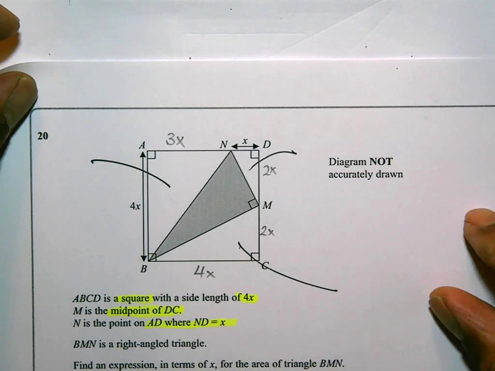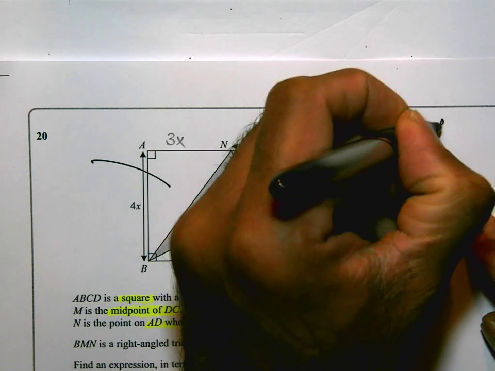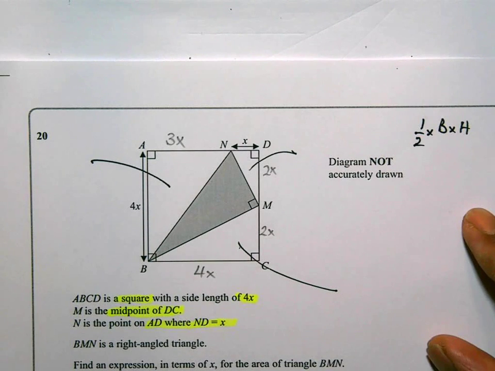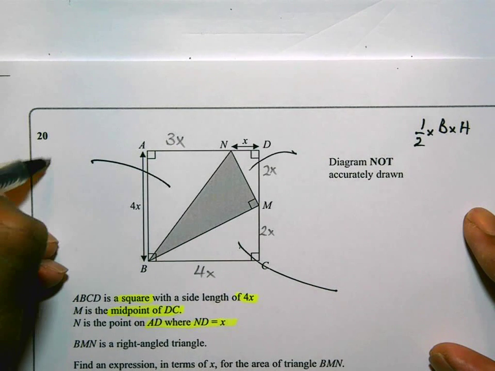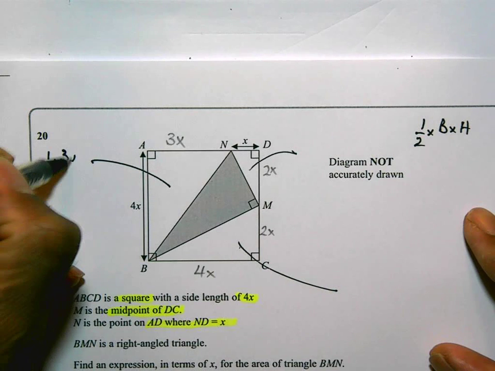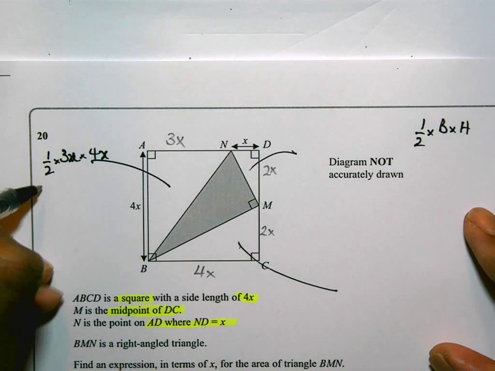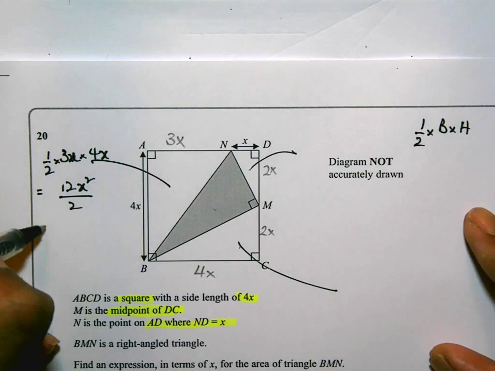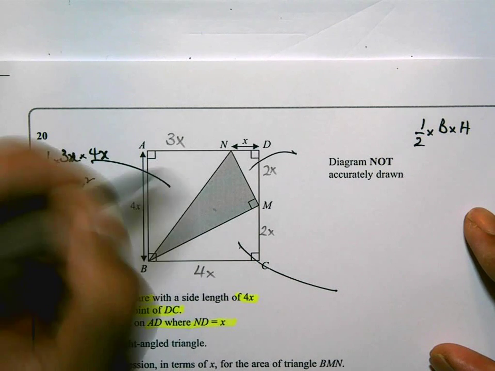Now, the area of a triangle is half times base times height. Okay, and a lot of people forget that or just are quite silly with that. But let's actually look at this one here. Base times height, so half times 3x times 4x. So 3 4s are 12x squared, and we're going to half that, and that's 6x squared. So the area of that triangle over there is 6x squared.